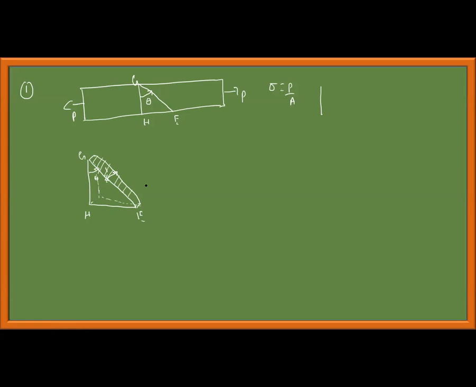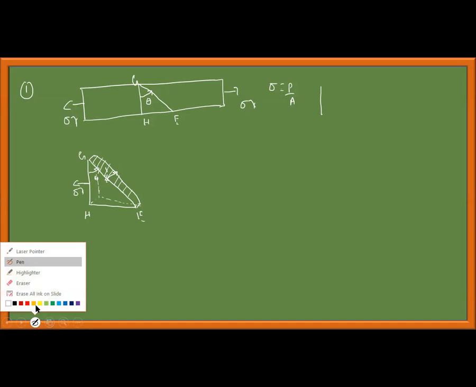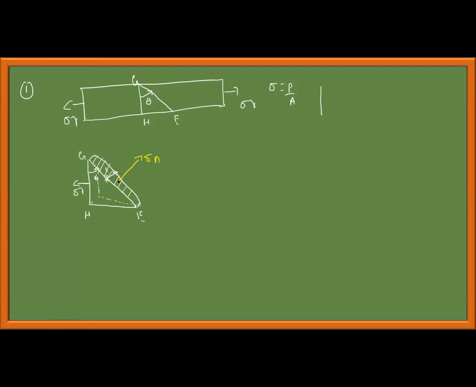Whenever I take a plane, along this plane, instead of P, I will write sigma x. Okay, that is one and the same, sigma x. Whenever I take a plane like this, I should resolve the forces. One is perpendicular to the plane, called normal stress. One is along the length of the plane, called tangential stress. This plane is called the normal plane. This plane is called the tangential plane.